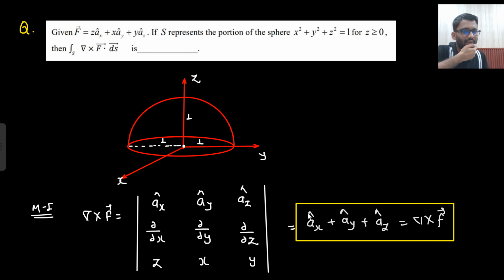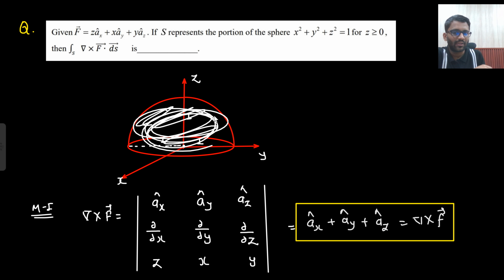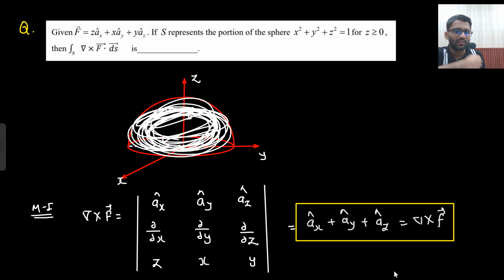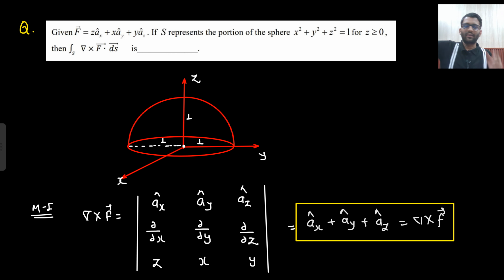What will be your dS? What do you think? S represents the portion of the sphere. Basically, this is your S, the upper portion of the sphere. So what will be the equation of this surface? On this surface, what is constant? R is constant, right? Theta is changing from 0 to pi by 2. Phi is changing from 0 to 2 pi. But R is constant on the complete surface. So the equation is R equals constant.